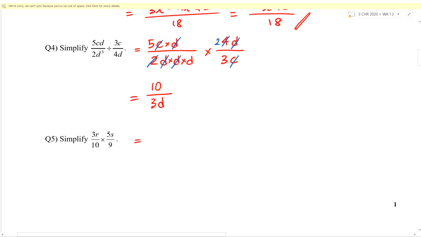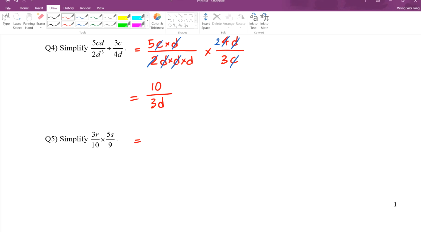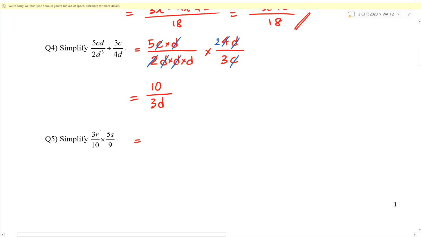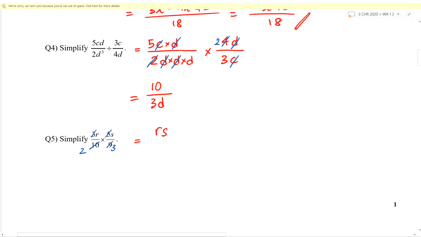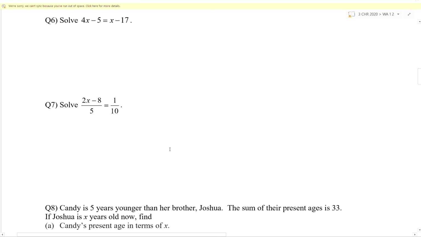Next, over here, we do the simplification again. Go diagonally, 3 and 9, left with 3, 5, 10, left with 2. So in the numerator, we have r times s divided by 6. Now to solve this, we subtract x on both sides. We're left with 4x minus 5 equals to negative 17.